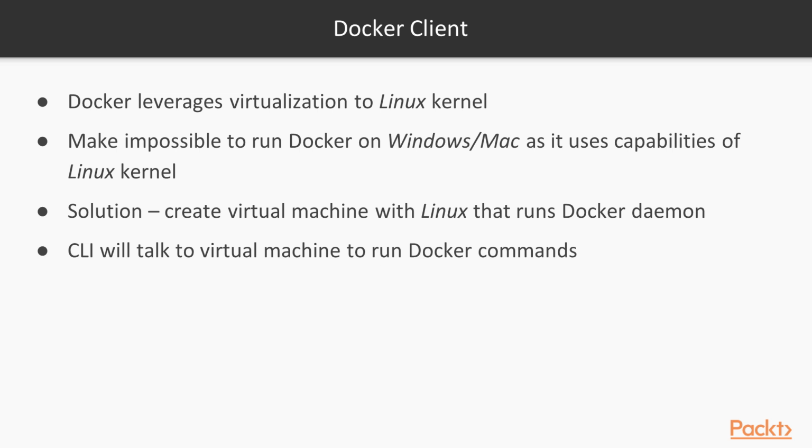One of the key points of Docker is that it completely leverages the virtualization to the Linux kernel, making it impossible to run Docker natively on Windows or even Mac, as it uses the capabilities of the Linux kernel. The solution to this is to create a virtual machine with Linux that runs the Docker daemon, and the CLI will talk to the virtual machine to run Docker commands.